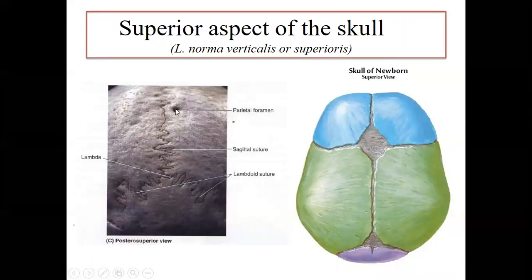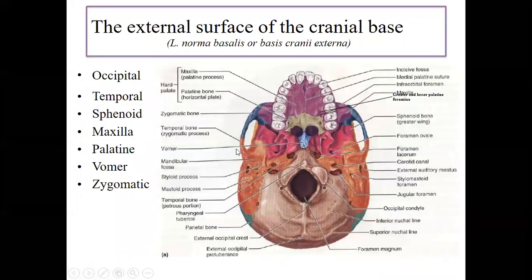Sometimes you can see the parietal foramen also. This is coronal suture. This is lambdoid suture. This is lambda. Now we're going to proceed to the external surface of the cranial base.